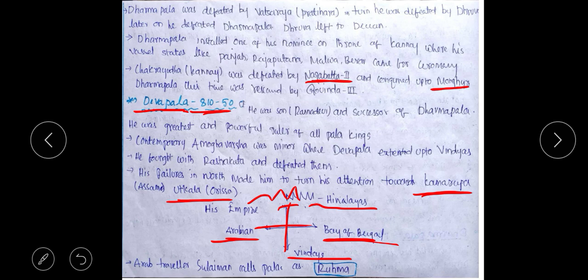At this time, the Arab traveler known as Sulaiman, who visited India then, wrote an account of this Pala Empire. He calls the Pala Empire Roma. He's asked in exams, so just remember: the Arab traveler Sulaiman calls the Palas Roma.